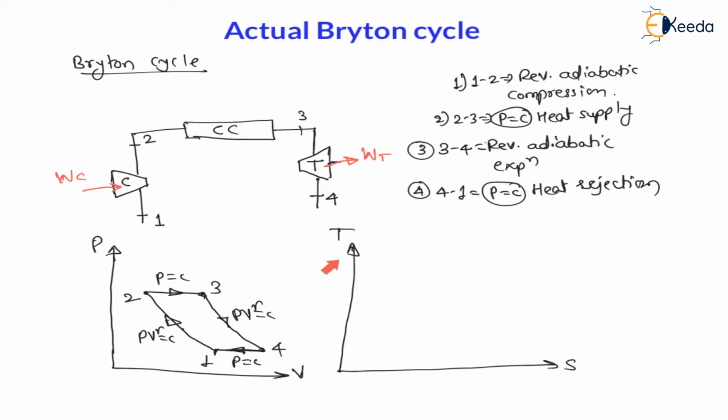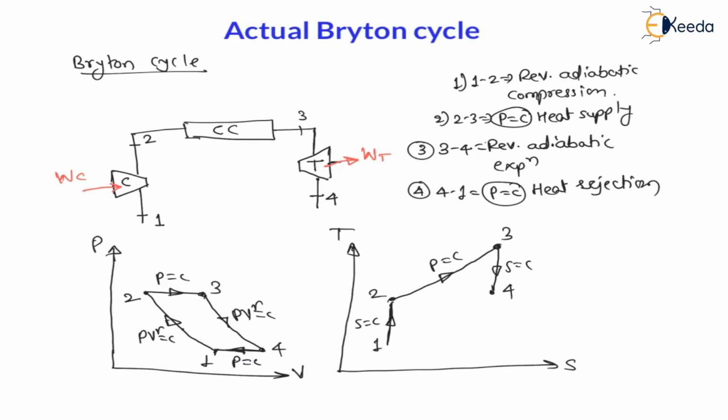And if I draw the temperature versus entropy diagram, my dear students, reversible adiabatic means isentropic, means entropy remains constant. For the compression process, temperature increases, and for the expansion process, temperature decreases. Therefore from 1 to 2, reversible adiabatic compression, entropy is constant and temperature increases. Now 2 to 3 is constant pressure heat supply. Whenever heat is supplied, entropy increases as well as temperature. Therefore from 2 to 3, temperature as well as entropy increases at constant pressure. Now 3 to 4 is again reversible adiabatic expansion, that means at constant entropy, temperature decreases.